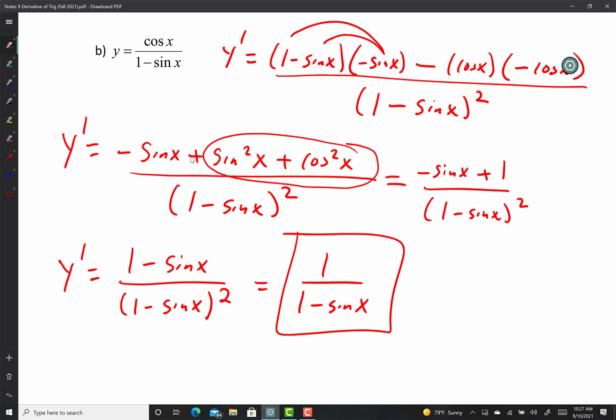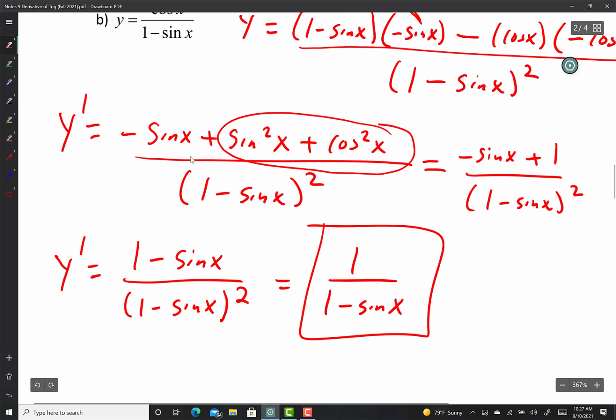Did you switch the top one? I just moved the 1 to the front and moved the sine x to the back. Would you be expected to turn the 1 over 1 minus sine x into something like cosecant x? No, there is nothing you can do with that. Now, if it was 1 minus sine x, no, there's nothing you can do. You can't change it from there. How do you get from there to the 1 over 1 minus sine x? How do you do that?